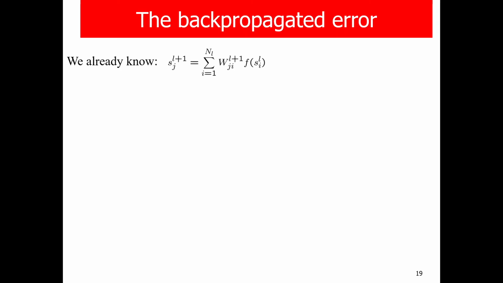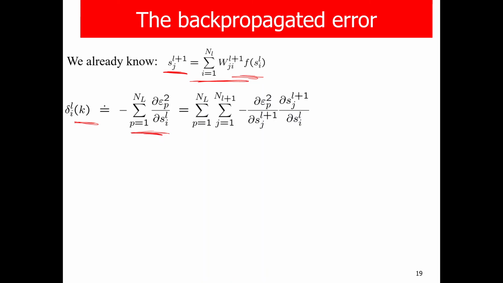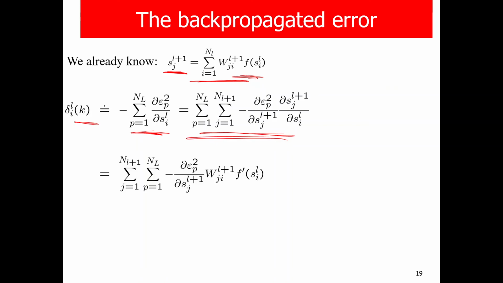A few slides ago, we proved that we can get S L plus 1 from other S L quantities with this expression. We also just proved that to calculate the delta L backpropagated error, we just use its definition and then the chain rule, and then we know that this is how we can calculate the backpropagated error. It's very easy to see that the derivative of S j L plus 1 with respect to S i L, using just this expression, is nothing else, just this term here.